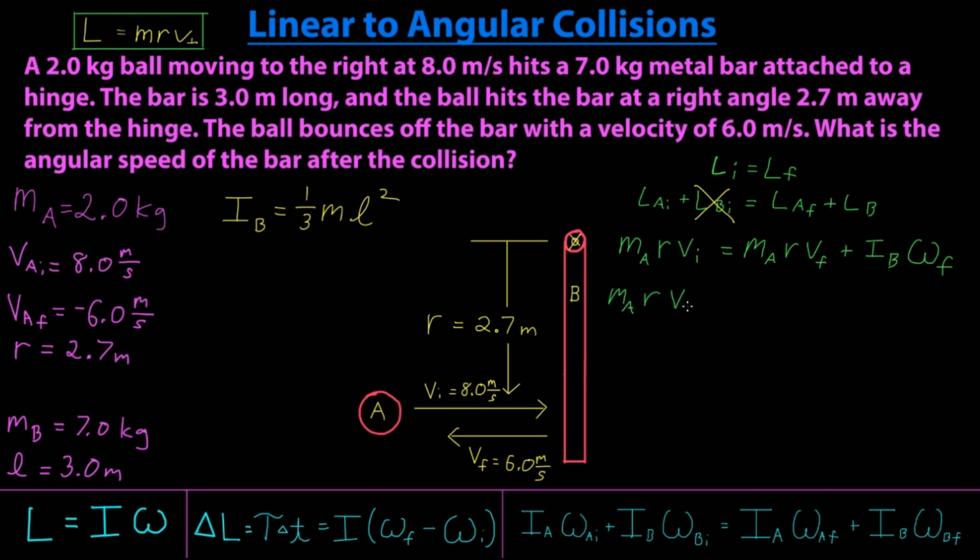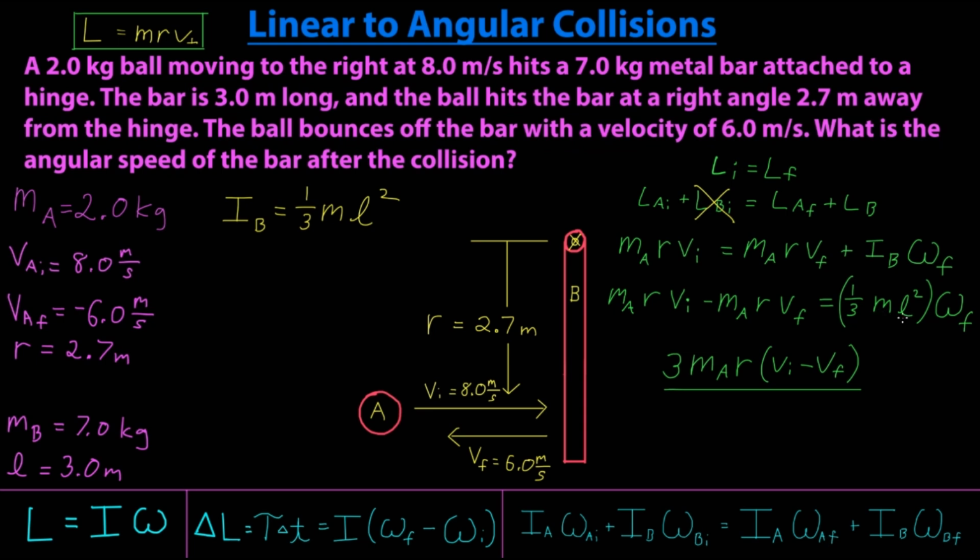All right, I'm going to do a little algebra here. First, I'm going to subtract this from both sides. That will give me this on the left-hand side. I'm going to replace in the moment of inertia equation, and omega final is what I'm looking for. Now, the next step, I'm just going to clean this up and get omega f alone. First, let's multiply everything by 3 to get rid of that denominator. I'm going to factor out the MAR. Now, the MAR, VI minus VF. I'll then divide by ML squared. That is mass B, by the way. And now an equal omega final.